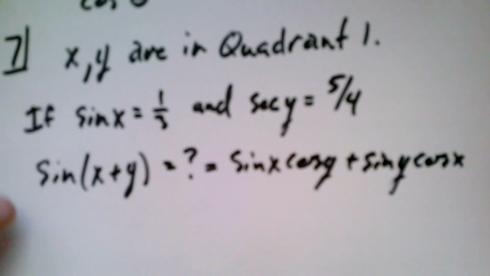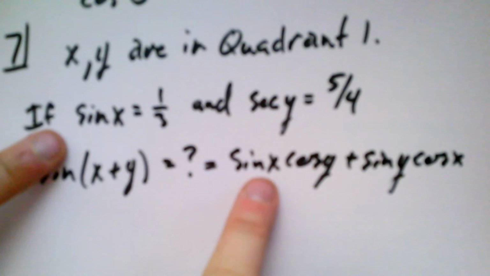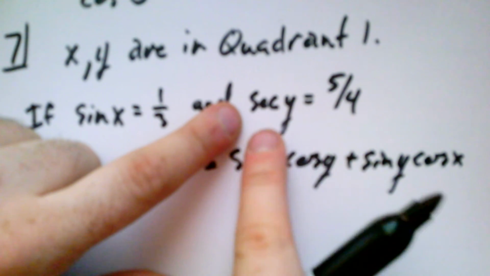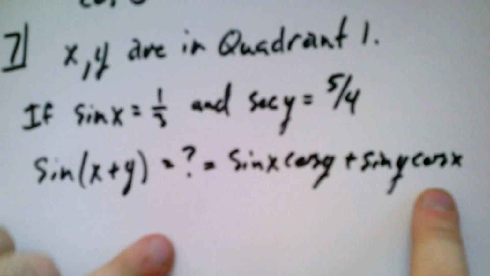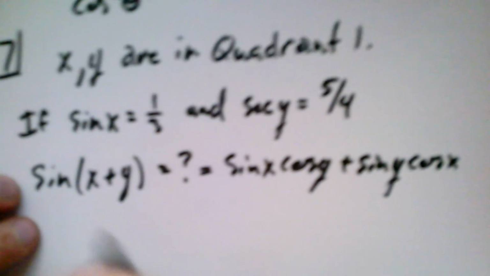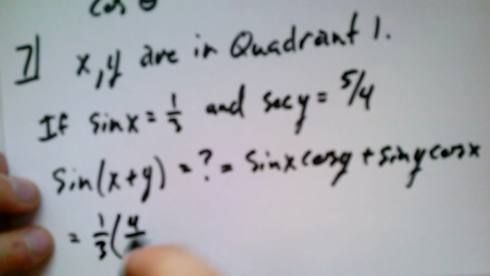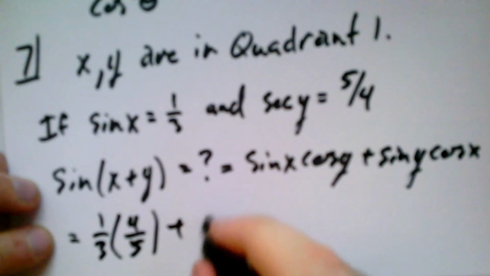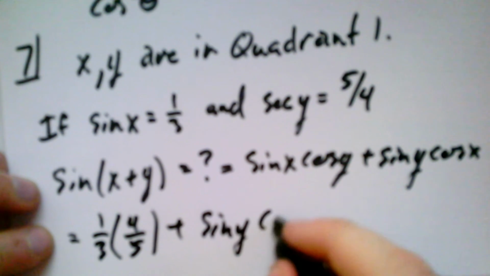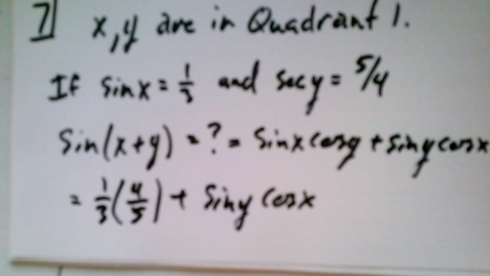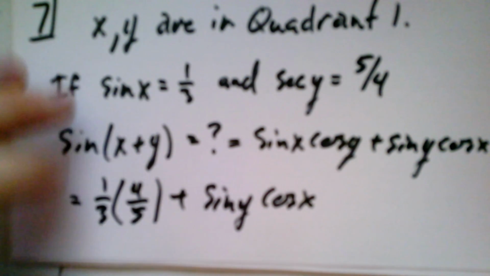Well, we already know what sine x is, and we know secant y is 5/4, so that means cosine of y is 4/5. So we can plug that in here. So this is equal to 1/3 times 4/5 plus sine y cosine x. We still don't know what sine y and cosine x are right now, but we can figure that out. Okay, so how do we figure that out?